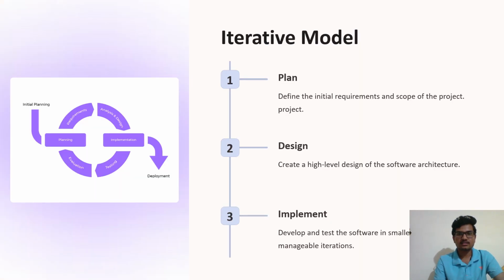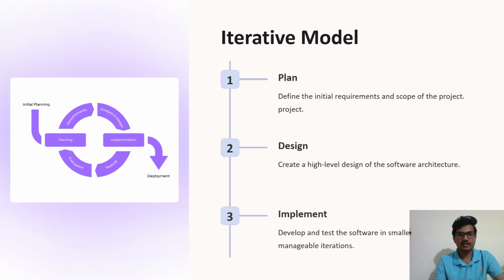The iterative model has three categories, that is plan, design and implement. Planning involves defining the initial requirement and scope of the project. The design involves creating a high level design of the software architecture. Implementation is developing and testing the software in smaller and manageable iterations.